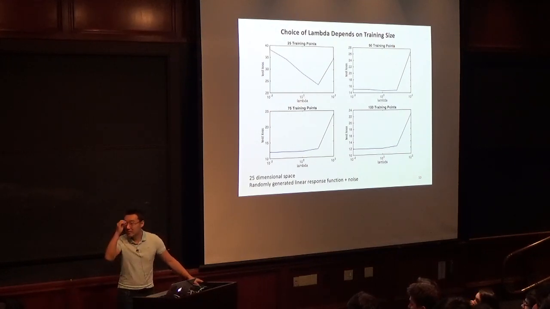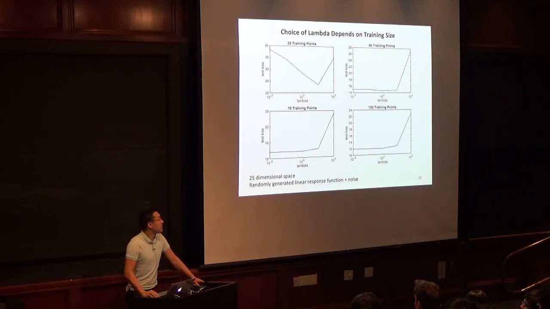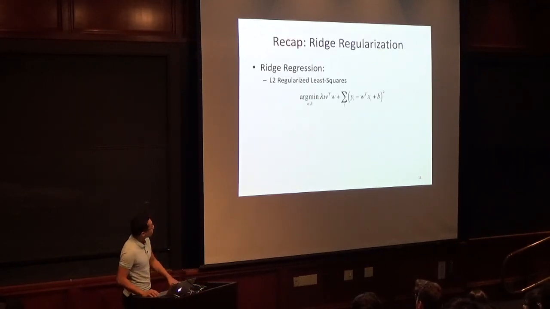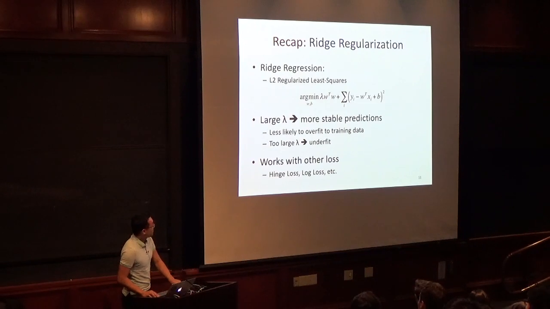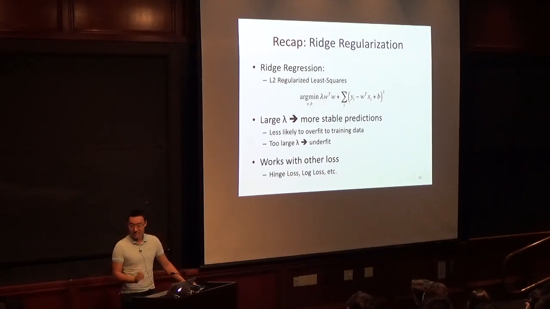Question, yes? Is it a general trend that as the number of training points goes up, the lambda would work better if it's smaller? Yes, as a general trend, yes. So maybe if you hold on to this question for about 5 more slides, it'll make more sense.